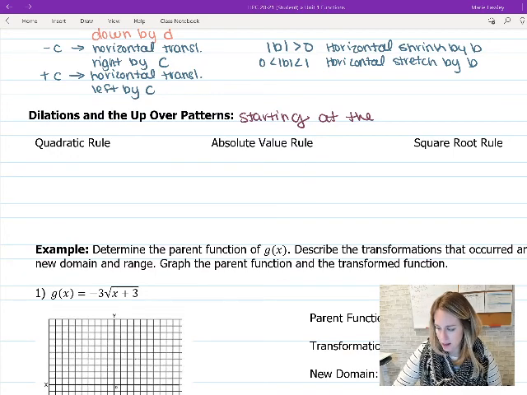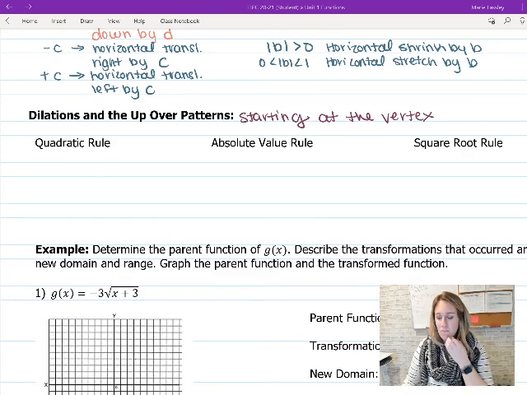All right, so starting at the vertex. Okay, we're all good now. Starting at the vertex, or your starting point of your graph, wherever you're at. So quadratics, it's your vertex. Absolute value, it's your vertex. Square root functions, it's like the first point of your graph. All right, we're just saying like starting at that first point.